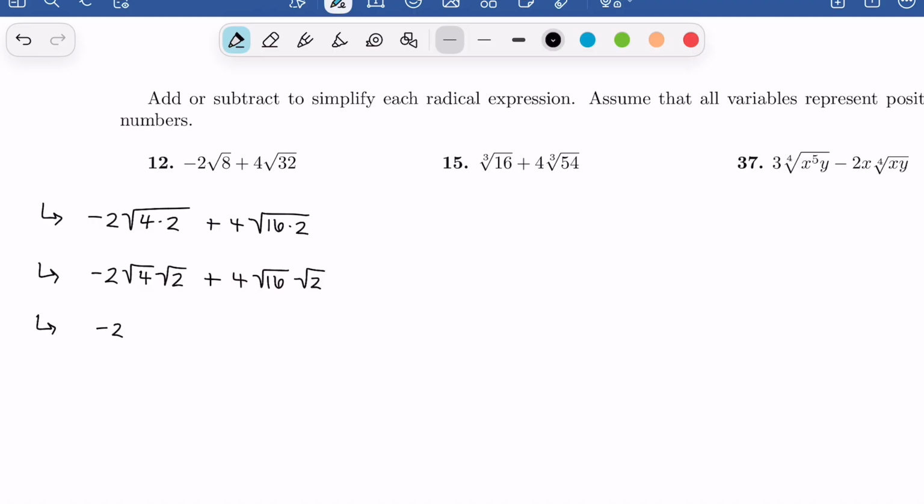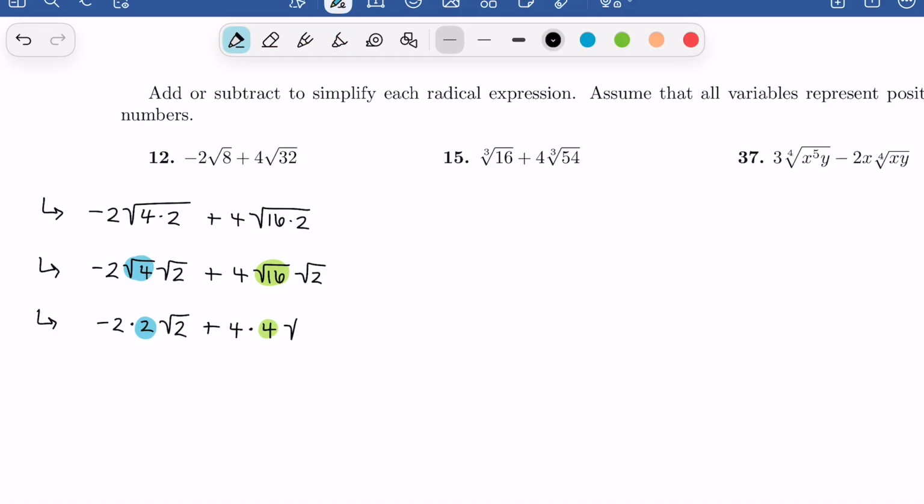So let's go ahead and keep simplifying. For this first expression, we're going to have negative 2 times 2. This is where the square root of 4 is the same thing as 2. And then we still have the square root of 2. We can't do anything further there. Let's do the same thing for our second expression. We know that the square root of 16 is going to give us 4. So we're going to have a multiplication by 4 here. And then we have the square root of 2. Further simplifying, we're going to end up with minus 4 root 2 plus 16 root 2.